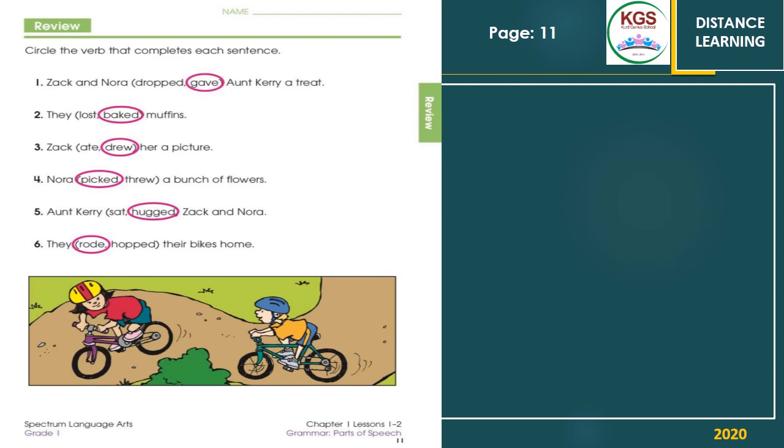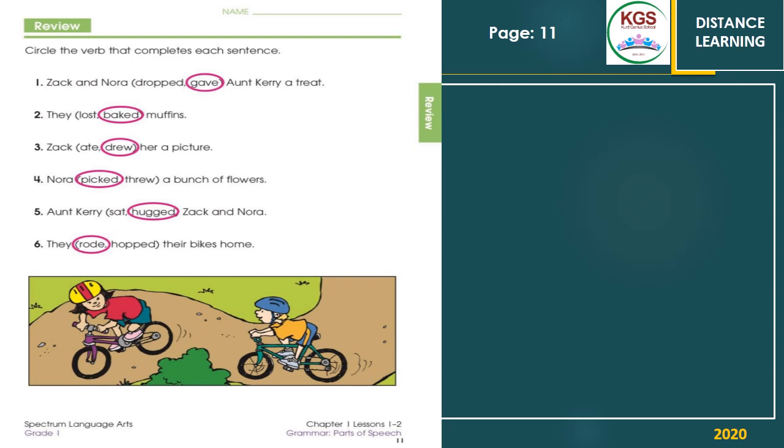Number 2. They lost or they baked muffins. We have to say they baked muffins. This is a complete sentence, but if we say they lost muffins, it doesn't make sense. So they baked muffins. We will circle the verb baked.